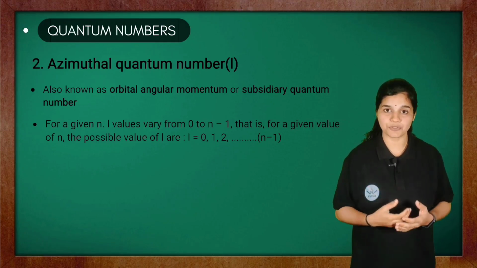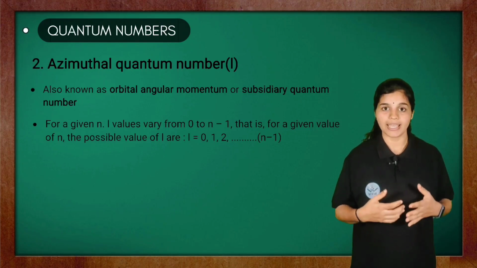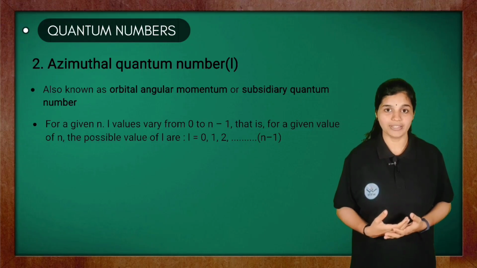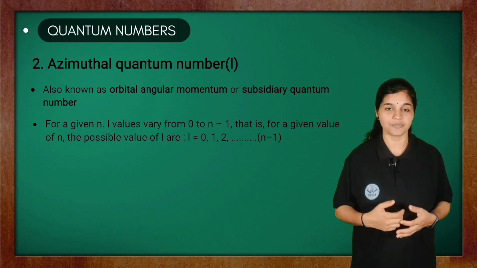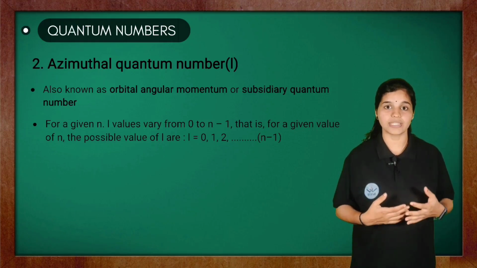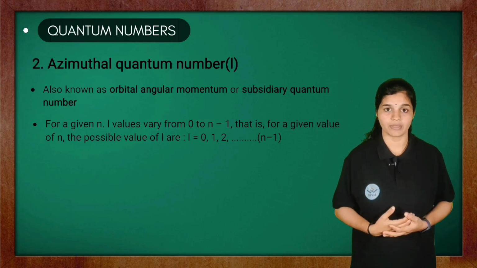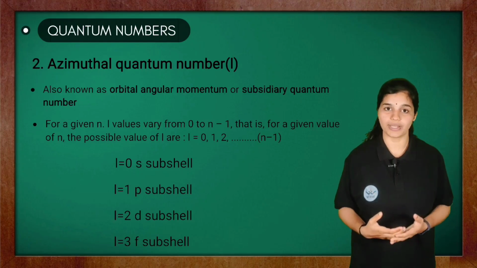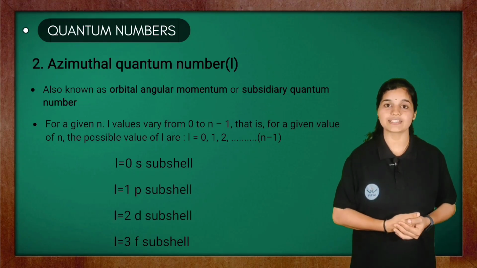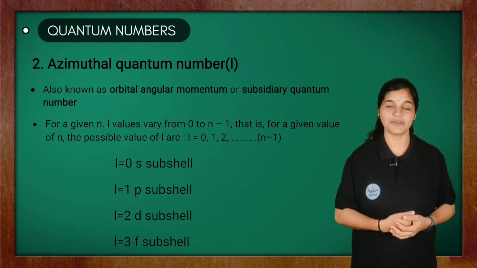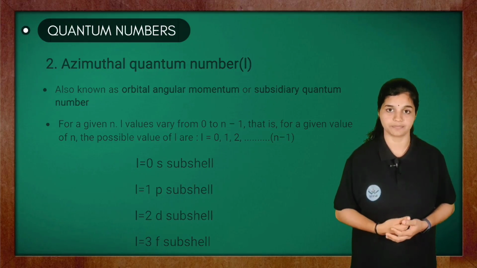The number of subshells in a principal shell is equal to the value of n. For n equal to 1, there is only one subshell, which corresponds to l equal to 0. For n equal to 2, there are two subshells, l equal to 0 and 1. l equal to 0 represents s subshell, l equal to 1 represents p subshell, l equal to 2 is d subshell and l equal to 3 represents f subshell, and so on.